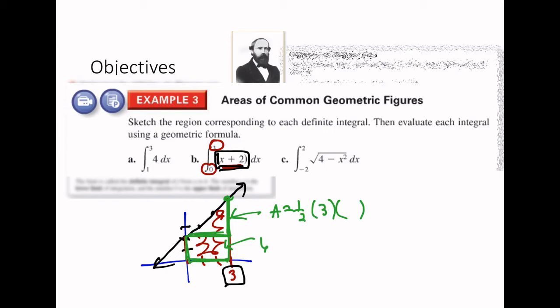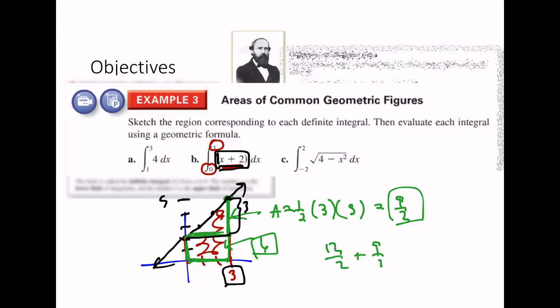So 3 plus 2 gives me 5. I guess this isn't that great to scale, but that means that this went from 2 to 5. So that was also 3. Okay, it went from 2 to 5. So this is 1/2 times 3 times 3, or 9/2. And then I want to add together the area of the triangle plus the area of the rectangle, and that would be 12/2 plus 9/2 gives you 21/2.